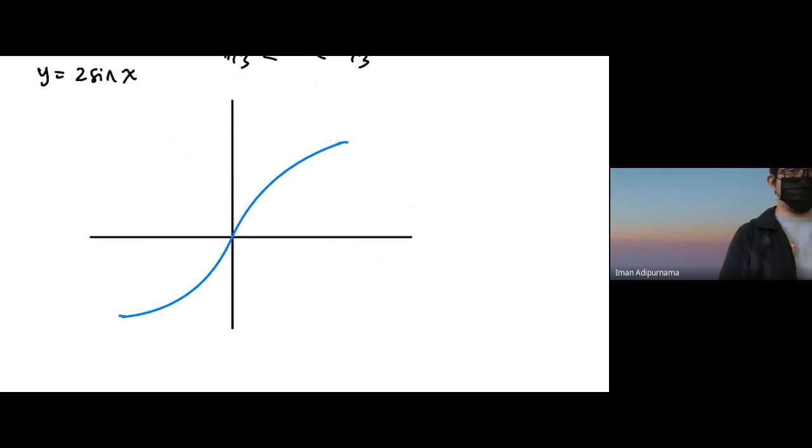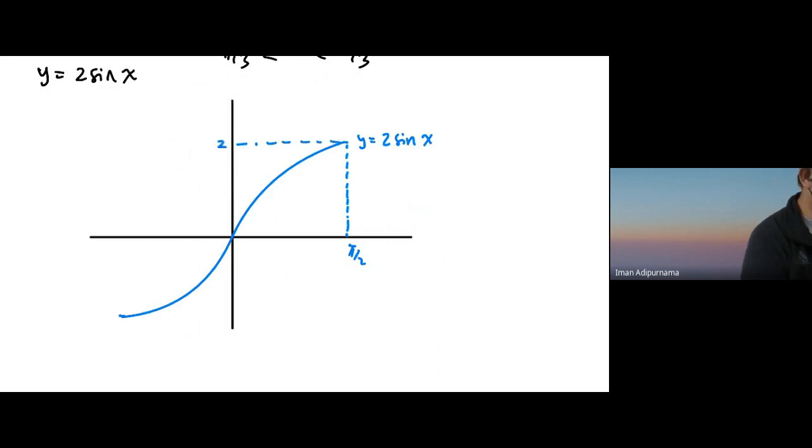I think that will be the y equal to sine x. Let's say this is pi over 2, so that this will be equal with 2. Okay. Now the tangent at pi over 2 and negative pi over 2, it will have an asymptote.